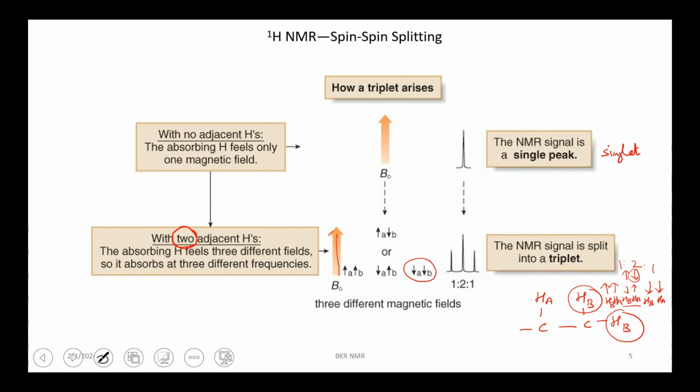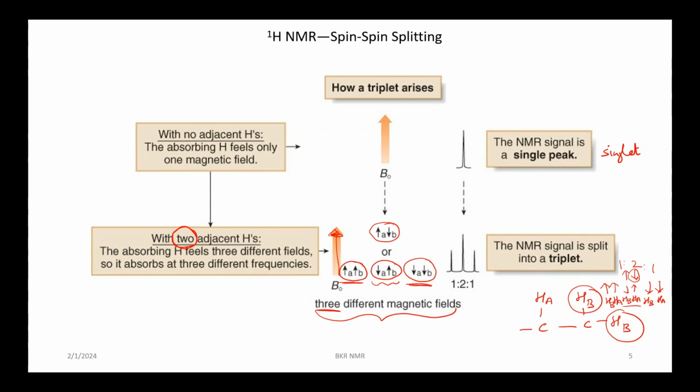Okay, so you can see both A and B can oppose the external field. So this is the external field here. They both can oppose or they both can align, or A can oppose and B can align, or A can align and B can oppose. So I'll be feeling three different magnetic fields around me. If both are opposing, I'll be shielded. If both are aligning, I'll be de-shielded to an extreme extent. And one aligning, one opposing will be intermediate between both aligned and both opposed. So I'll experience three different magnetic fields.